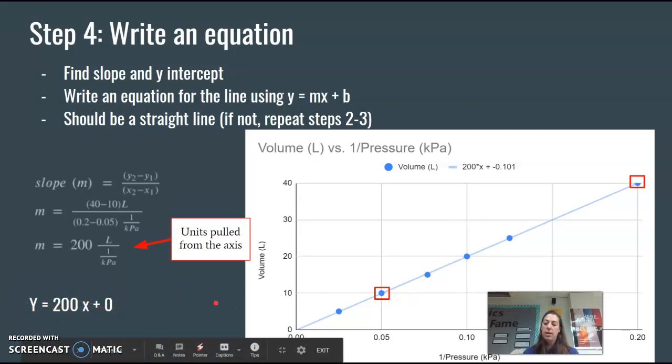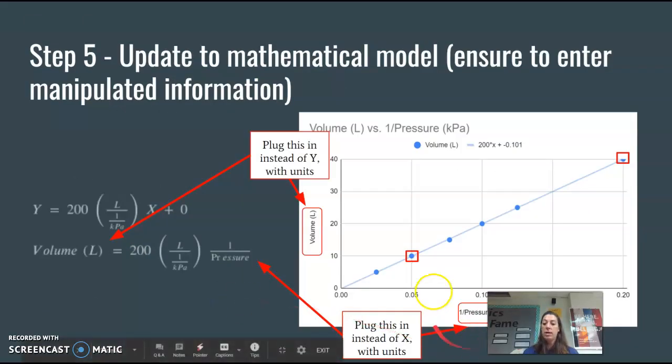Never. We have to upgrade it now to a mathematical model. This is where we have to be really careful. We plug in, instead of saying Y, what did we put on the Y-axis? Volume. Instead of X, what did we put on the X-axis? 1 over pressure.